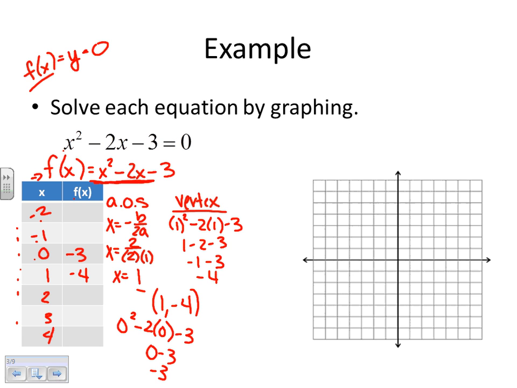So you'll do that for each one of these values. But for time's sake, I'll just fill them in for you. This one's 0, this one will be 5, this one will be negative 3, this one will be 0, and this one will be 5.